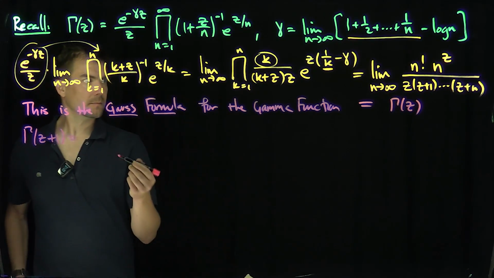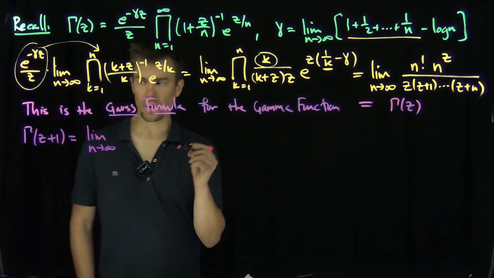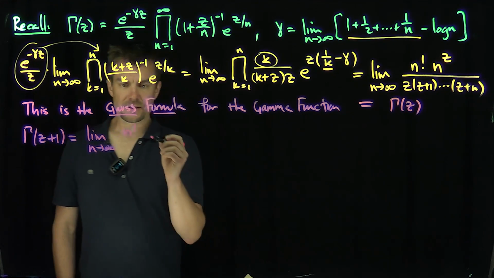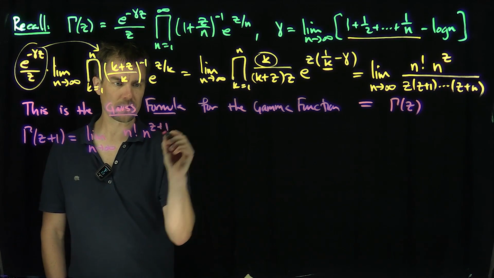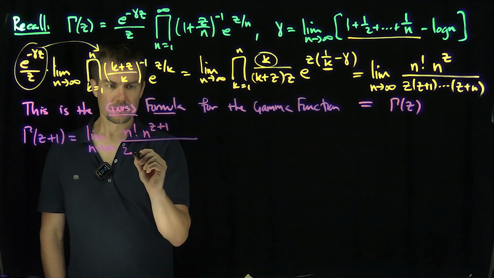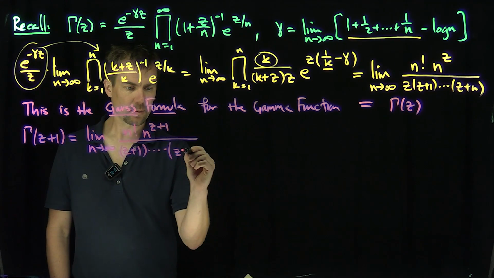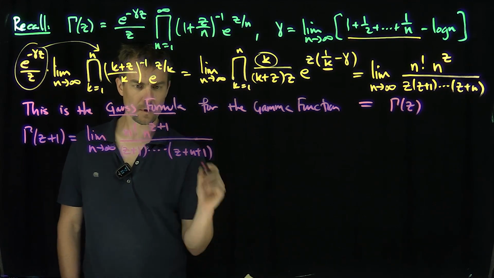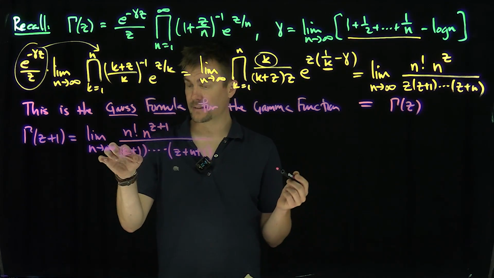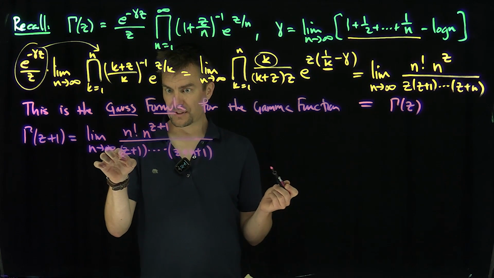Well, it's going to be the limit as n goes to infinity of n factorial, like that, and then n to the z plus 1, right? All divided by z plus 1, all the way down to z plus n plus 1. Good. And now what can I do with this? I need a z over here, pull an n out, right? Then I have to pull z out as well, right?